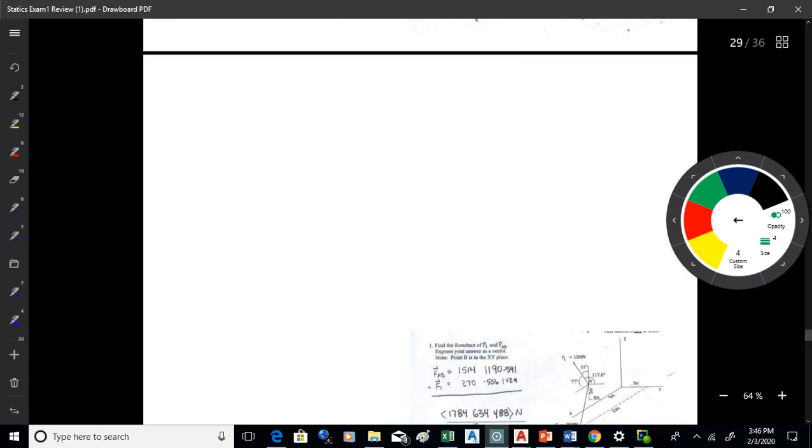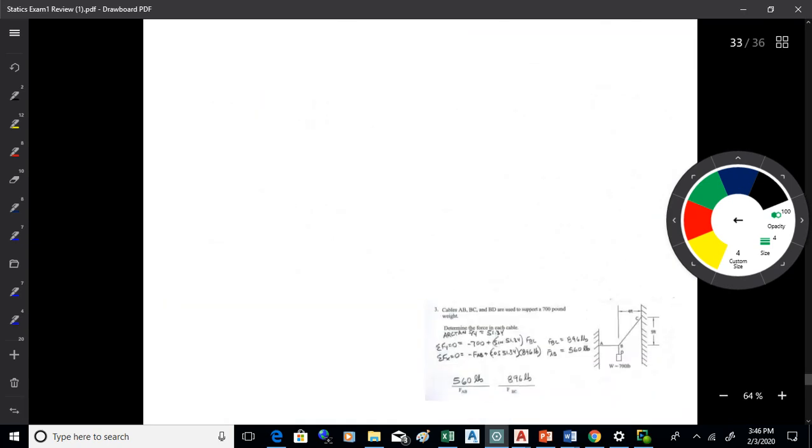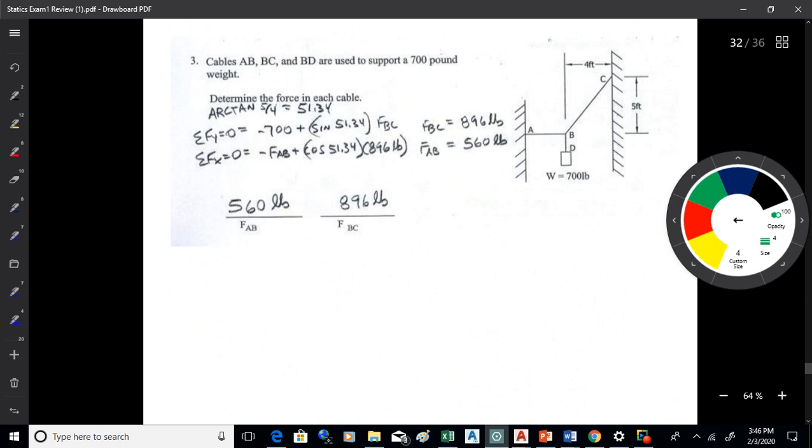How about this weird cable one? Okay, yeah, the cable one's a 2D one. So we want to find the force in each cable. Now that's equilibrium, right? 2D equilibrium? Are you using tangent to find those angles? Sure, yeah, there's one angle to find. You have to do an arctan of that. 5 to 4, so it's 51.34 degrees.